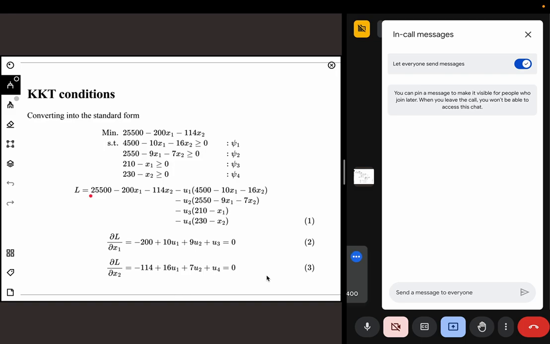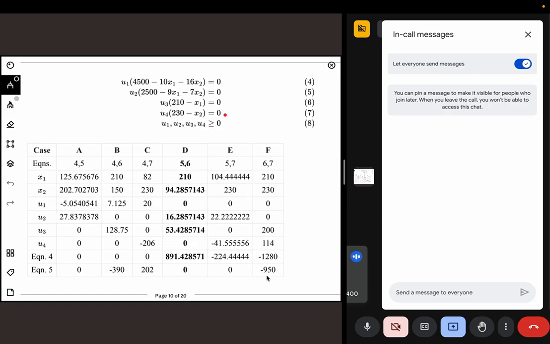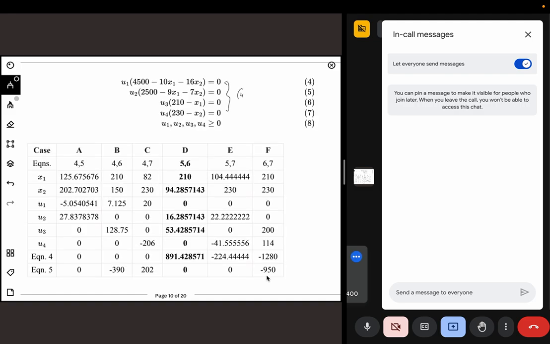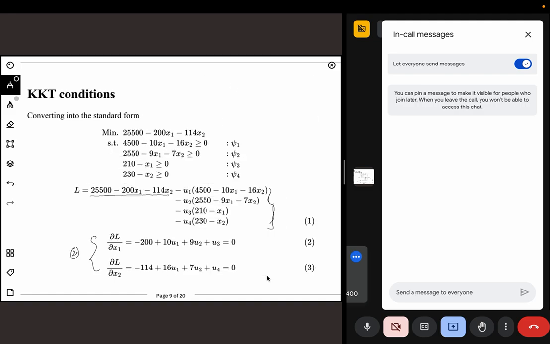So this is my objective function. These are my four other conditions. And each condition will have a complementary slackness which says u1 times is equal to 0, u2 times is equal to 0, u3 times, those are the other equations I'll be having. So these are all the equations I'm having. Here I have two equations and the complementary slackness will give me four equations. So I have six equations and six unknowns that I have to solve for.